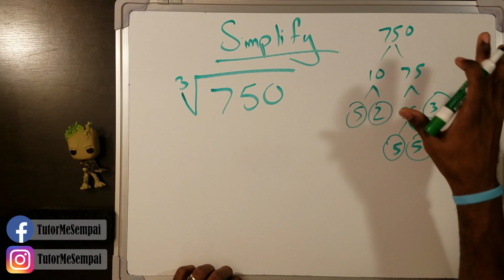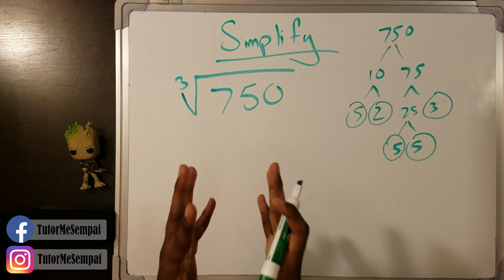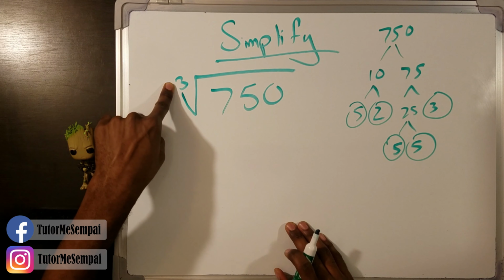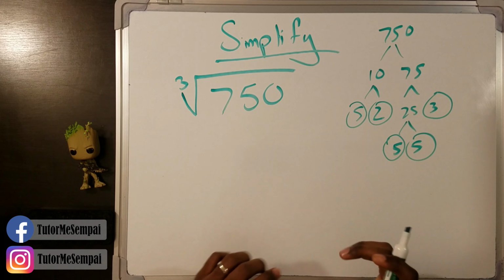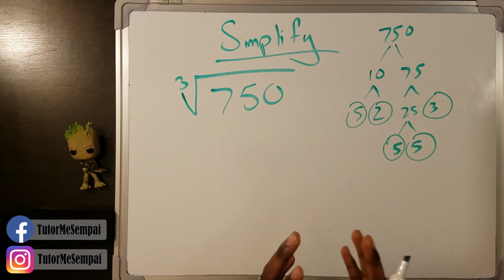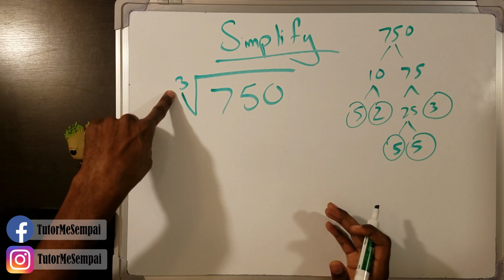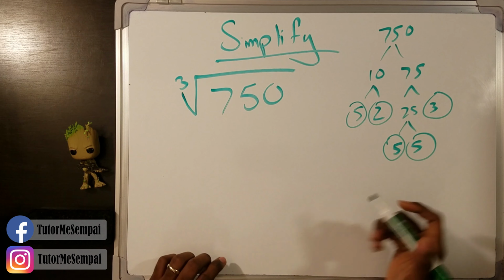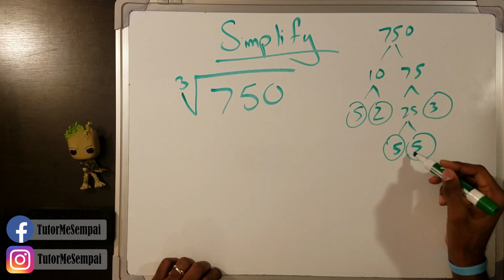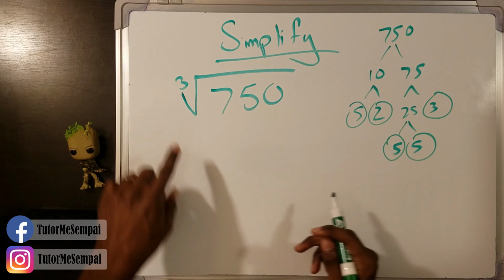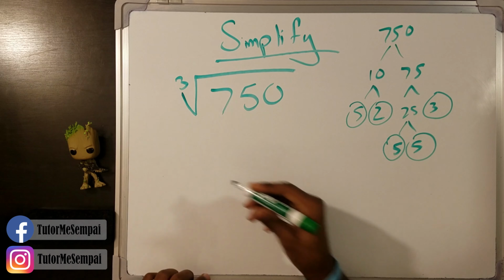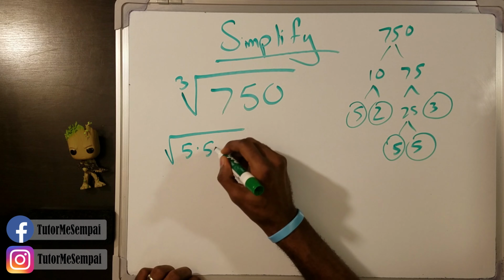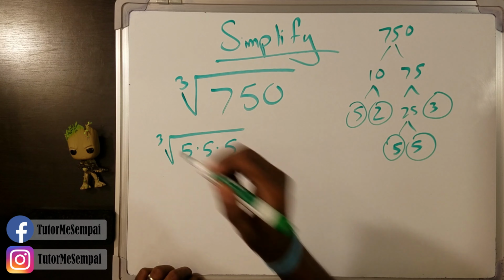So how does this help us when we're trying to find the simplest form of this radical? Well, whatever your index is, that's how you want to group your prime factorization. If you have anything that's the same that many times, you want to put them all under one radical. So how many 5s do you have? You have 3 5s. That's our group of 3 here, right? So we're going to put all 3 of these under one radical.